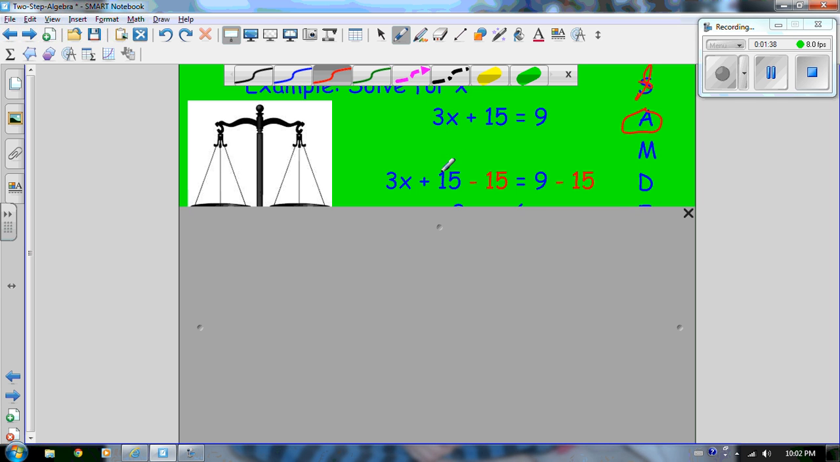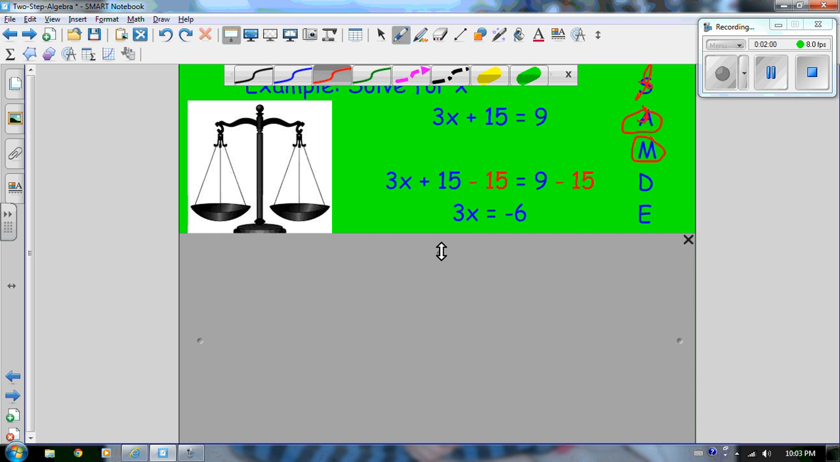So what's the consequence of 15 minus 15? Well, that's going to equal 0, so it's going to leave me with 3x, and 9 minus 15, well, that's going to give me negative 6. So now that I've done my addition, I can cross out the 15. I've done my addition. Now, do I have any multiplication? And indeed, I do have some multiplication because now I'm left with 3 times x equal to negative 6.